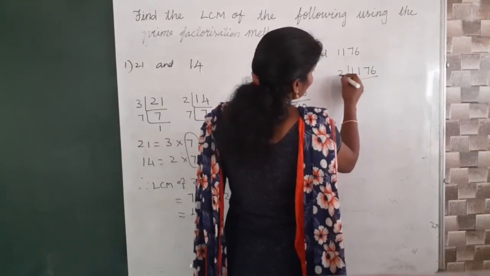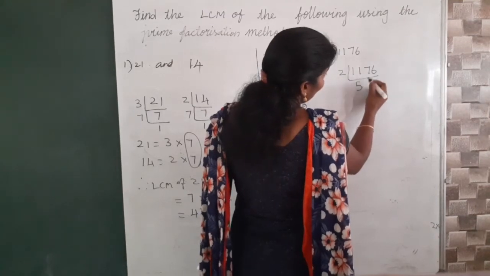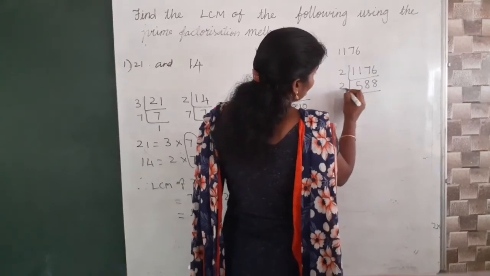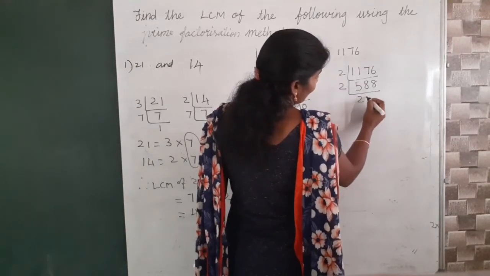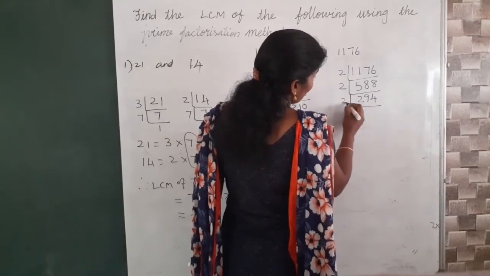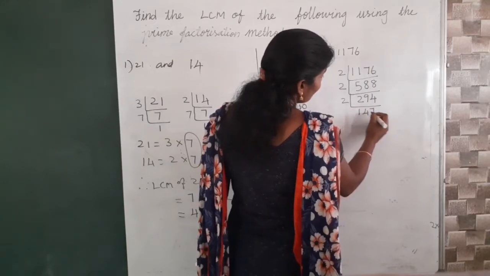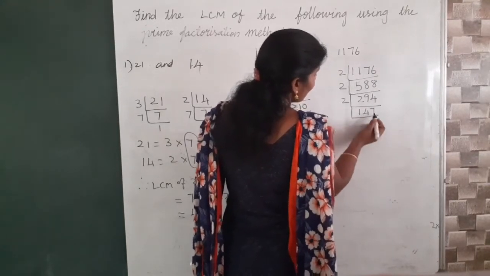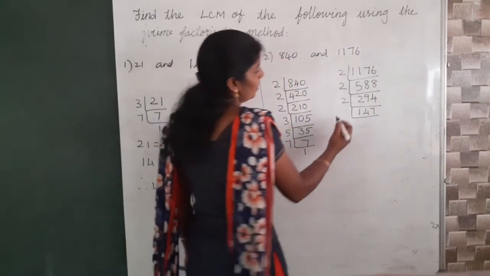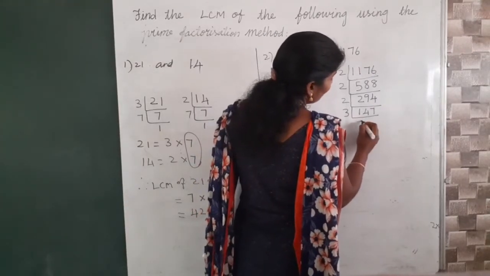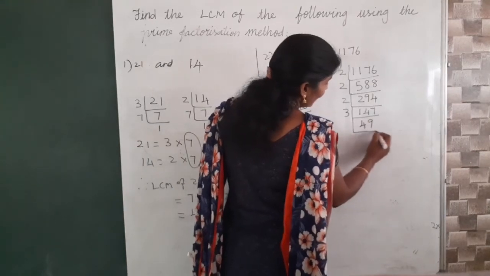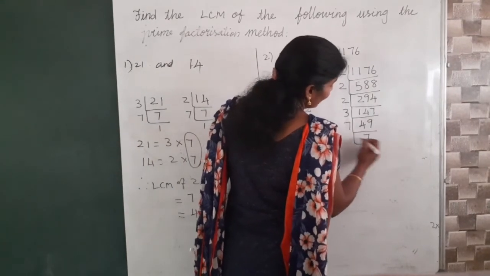Then 1176. 2 table, 5 2s are 10, 1 balance, 8 2s are 16. Then 2 table, 2 2s are 4, 1 balance, 9 2s are 18. 4 2s are 8. Again 2 table, 1 2 is 2, 4 2s are 8, 7 2s are 14. Now this is an odd number. Now we check 3 table. 5 plus 7 is 12, and 12 is divisible by 3, so we take 3 table. 4 3s are 12, 2 balance, 27. 9 3s are 27. Then 7 7s are 49. Then 7 table 1.